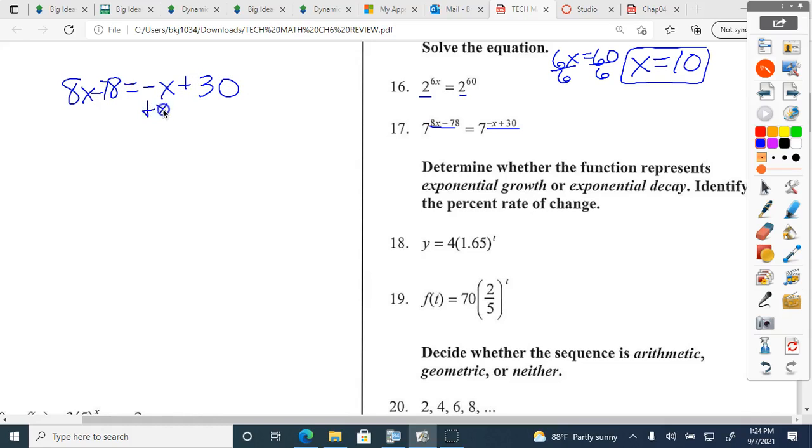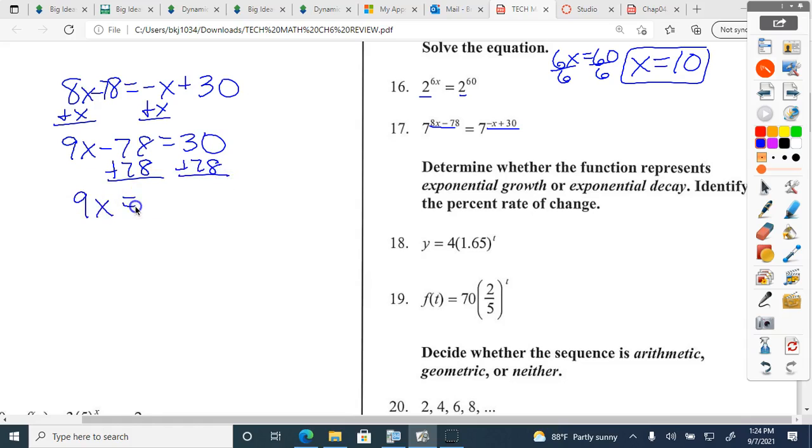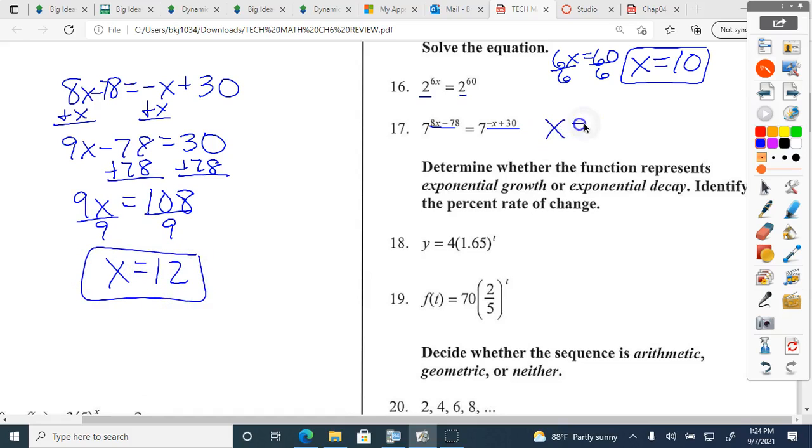And we work this out. I'm going to add x to both sides. 9x minus 78 equals 30. Add 78 to both sides. 9x equals 108. What is 108 divided by 9? Is that 12? 12. X is 12. Okay?